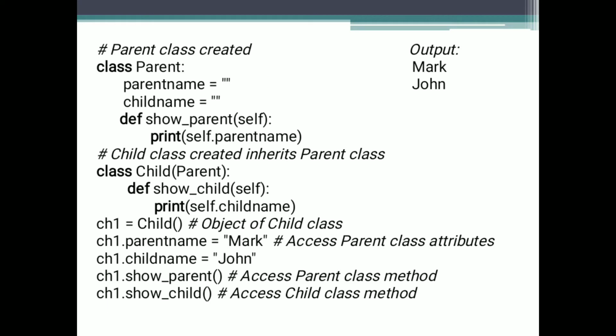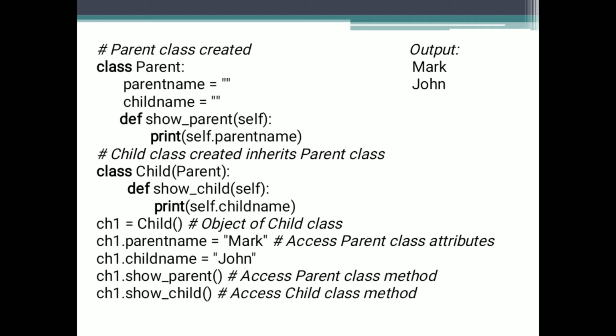Now let's see an example of single inheritance. In this example, first a class is defined with the class keyword followed by the class name, that is Parent. Inside the class, we created a function showParent to print the parent name. Then we create a child class that is inherited from the parent class. The format for creating the child class is class, followed by the class name, and within the parentheses write the base class name. Inside the derived class, we created a function showChild to print the child name.